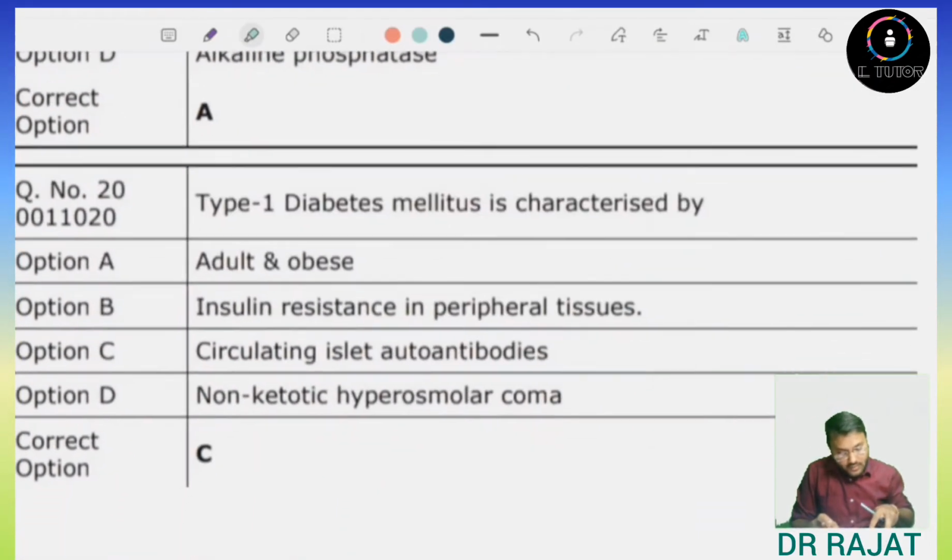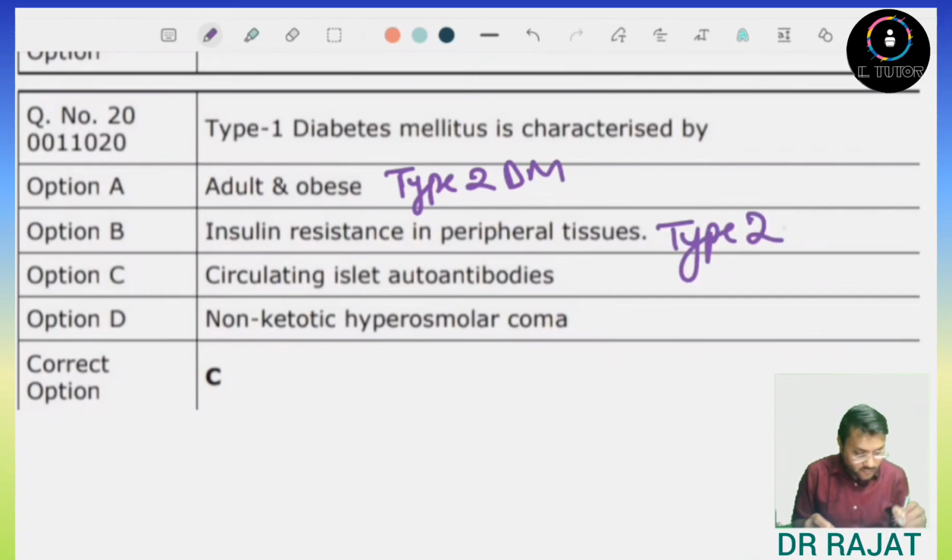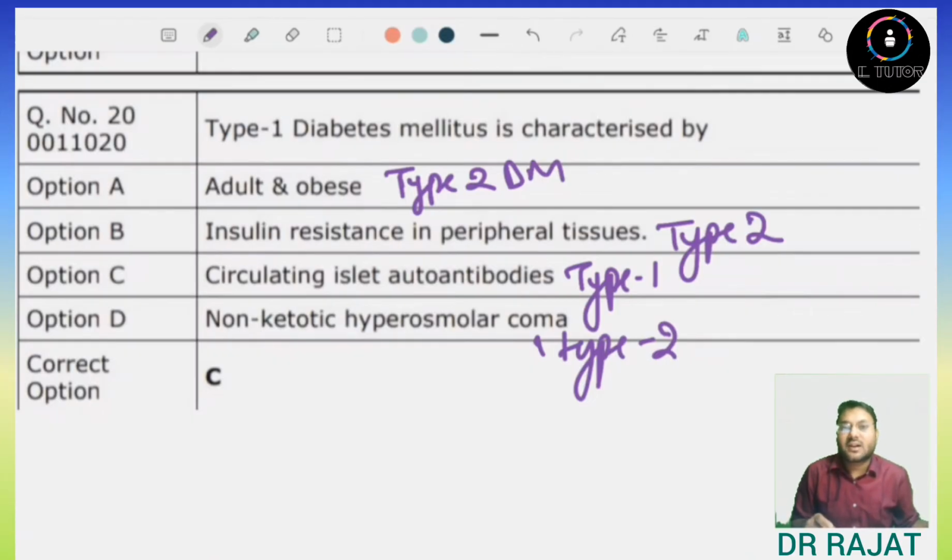So this is a repeated question. Type 1 diabetes mellitus is characterized by, so adult and obese. We know that in adults or obese, type 2 diabetes mellitus is there. Insulin resistance in the peripheral tissue, so insulin resistance is seen in type 2. Circulating islet autoantibodies, yes, this is present in type 1. Non-ketotic hyperosmolar coma is again a feature of type 2. In type 1, ketoacidosis is there. So here answer will be option number C, that circulating islet autoantibodies are there, which will destroy the beta cells and lead to decreased secretion of insulin.